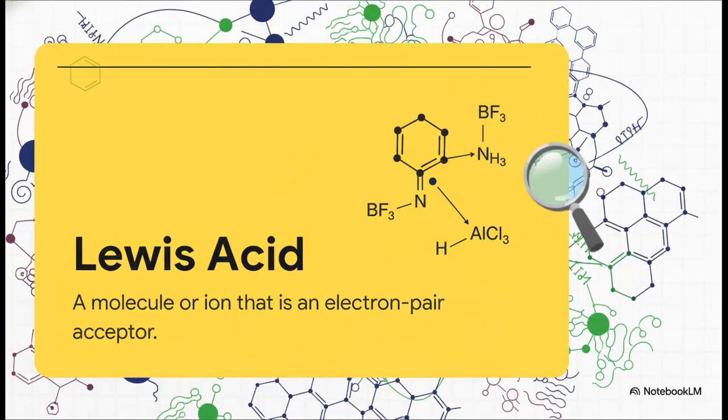This is where the great chemist G.N. Lewis comes in, and he proposes what is hands down the most all-encompassing definition yet. He completely shifted the focus away from the proton and onto the most fundamental particle in all of chemical bonding, the electron. A Lewis acid is simply anything that can accept a pair of electrons to form a bond.